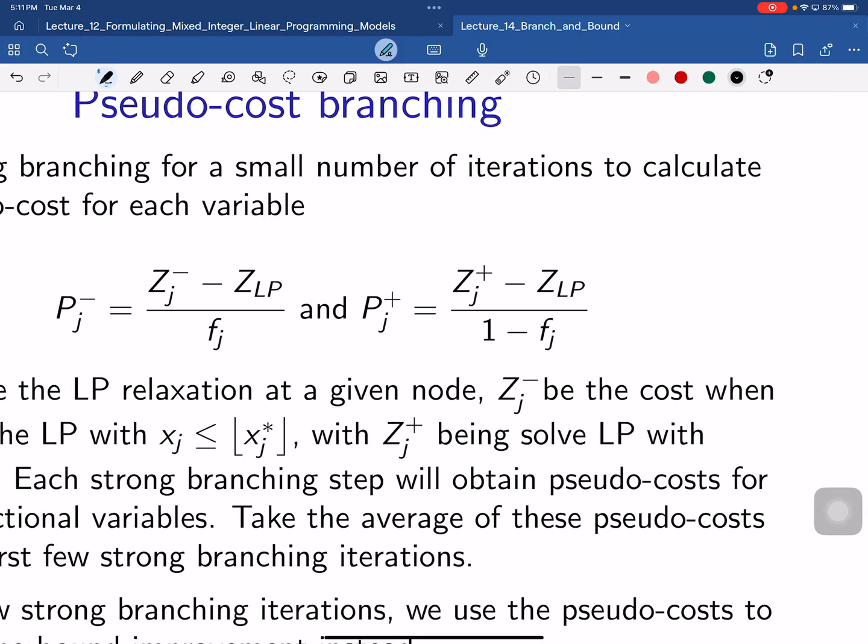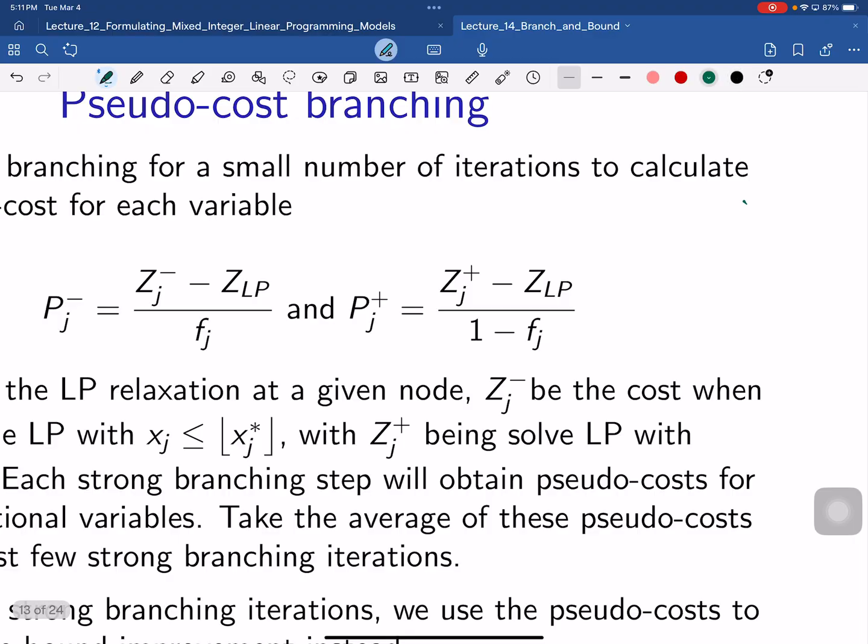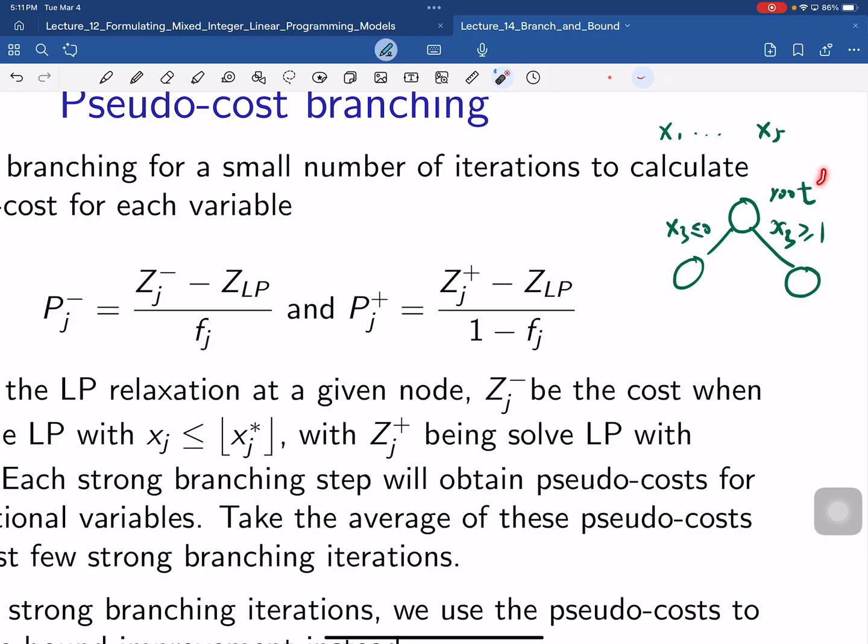Maybe let me also draw you a picture here, right? So let's say this is a root node, right? At the root node, we did strong branching, right? And then we sort of get a bound improvement by branching on all the fractional variables, right? And then we just take the one that gives you the best bound improvement, right? So let's say this is x3. Right, so assuming you have variables x1 all the way to x5, right? So at the root node, you did strong branching and decided to go with x3.